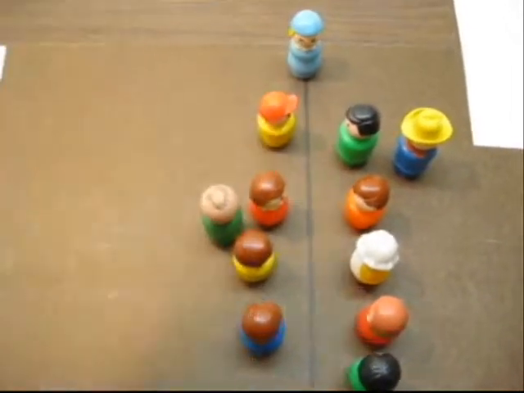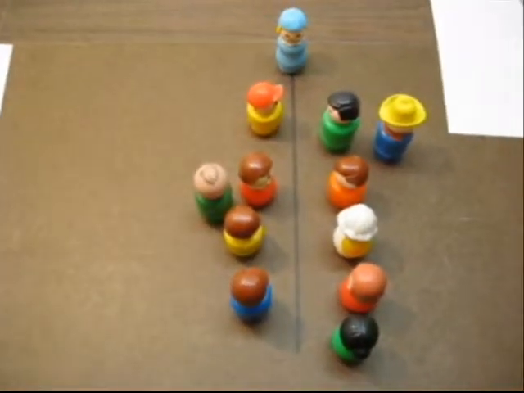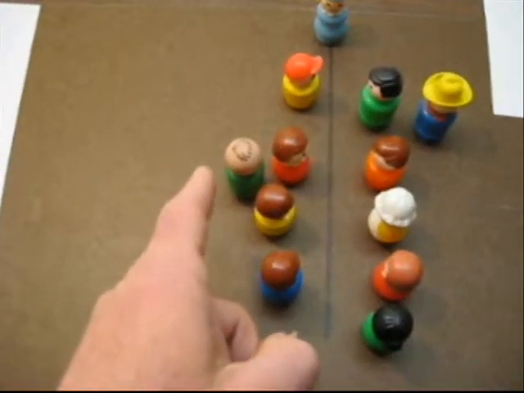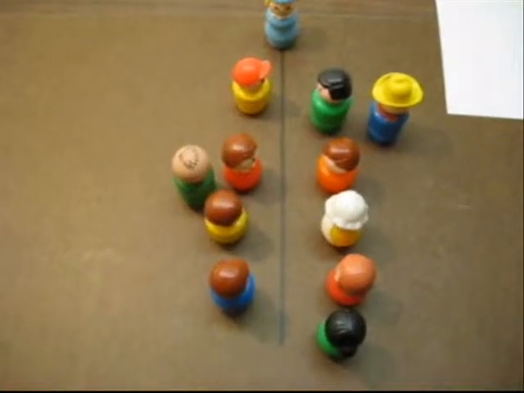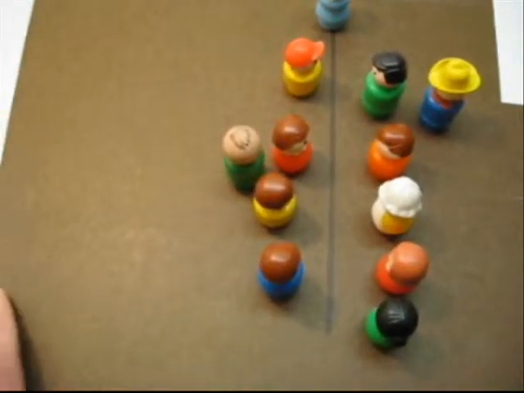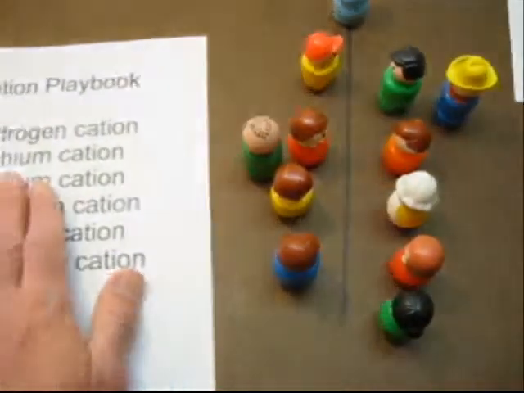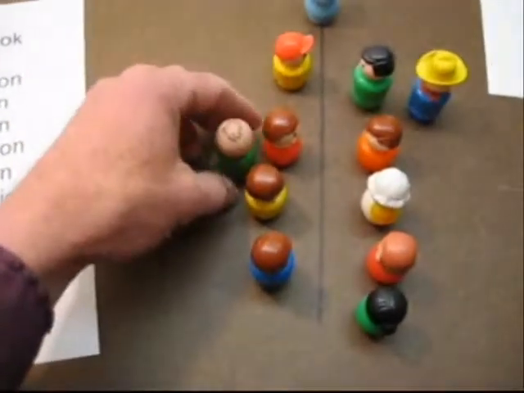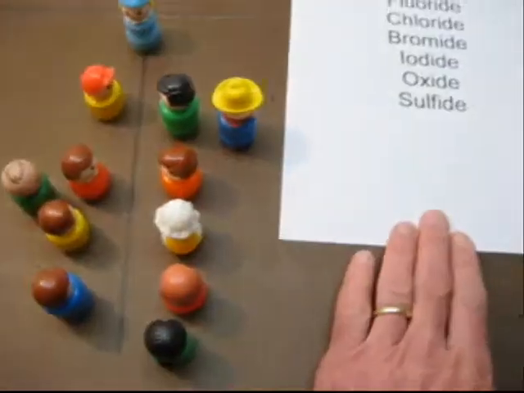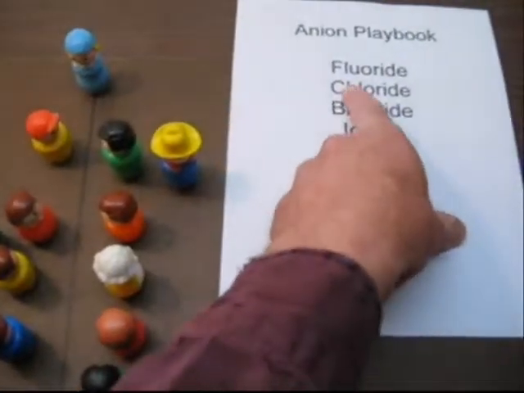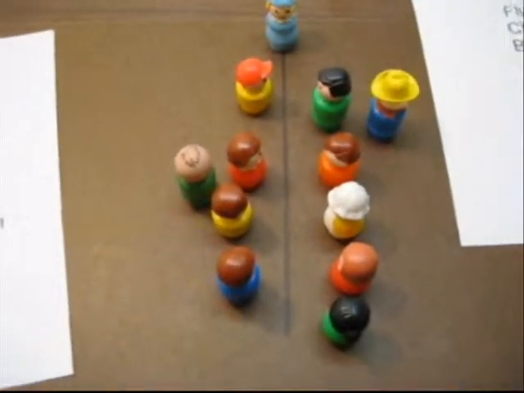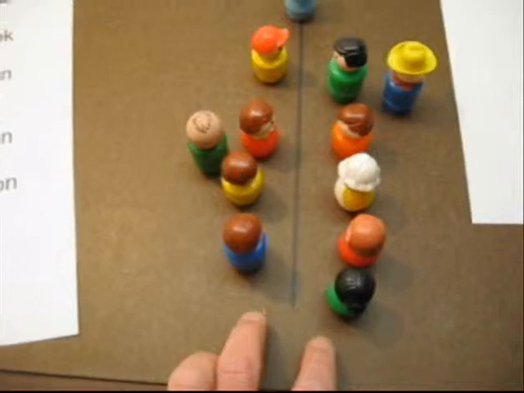And then on the go signal, the team captains from each team will shout their play. For example, let's pretend that the cations have chosen the hydrogen cation. So this team captain here will say hydrogen cation, and over here, let's pretend the anions chose the fluoride anion. So he'll say fluoride.